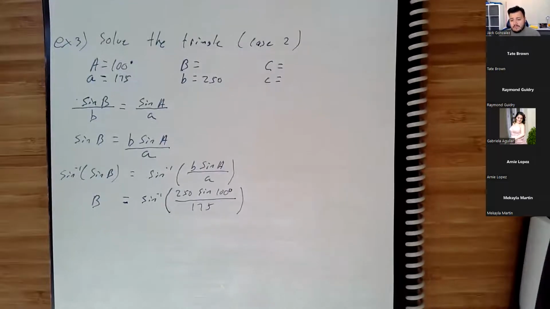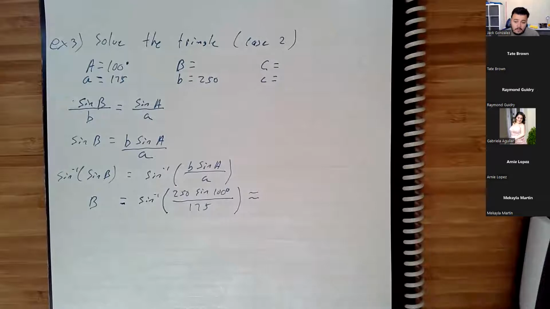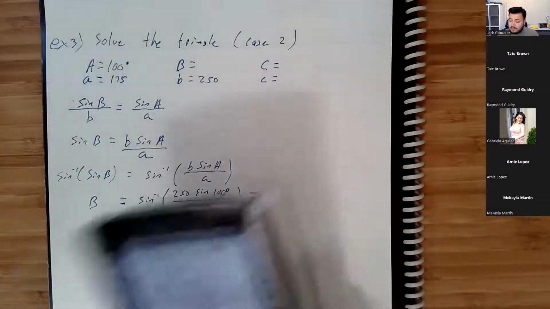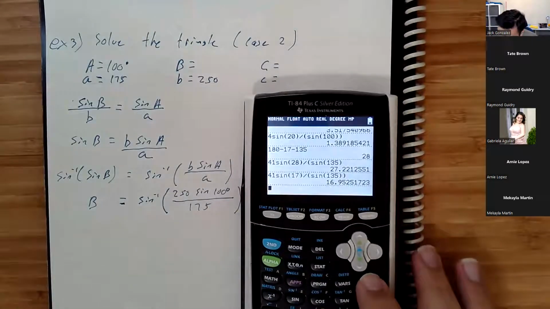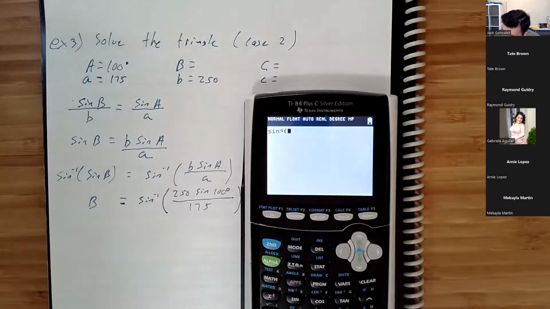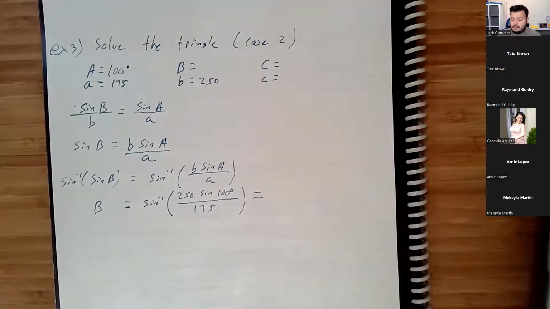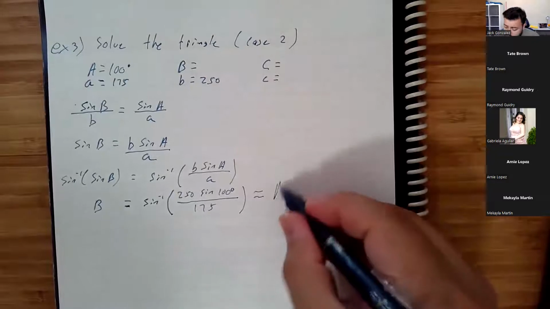So when you're doing this in your calculator, you should get the error. Since we know there is no triangle, that's what we should get here. So second, sine inverse, 250 sine of 100, divided by 175. So I get my error. So there's no solution.